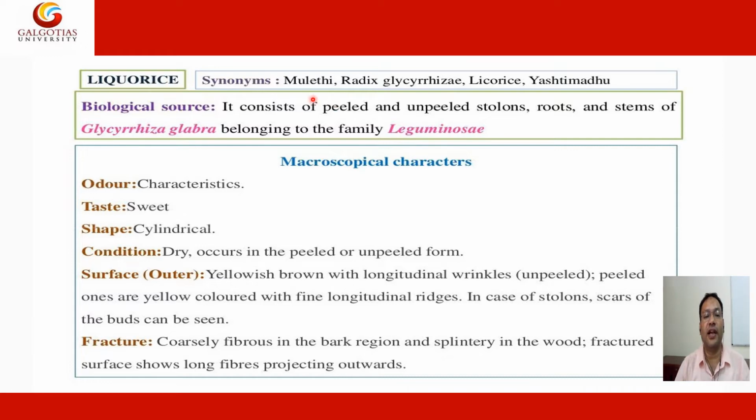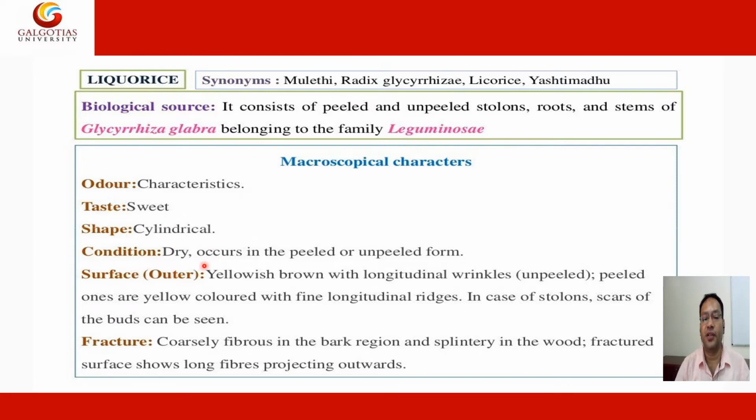Synonyms are Muleti, Radix, Glycyrrhiza, Liquorice and Jethimadhu. The biological source of Liquorice consists of peeled and unpeeled stolon, roots and stem of Glycyrrhiza glabra belonging to family Leguminosae. Macroscopical characters: odor is characteristic, taste is sweet, shape is cylindrical.